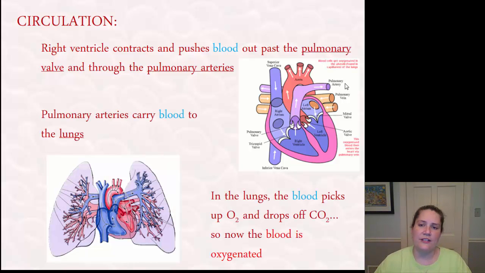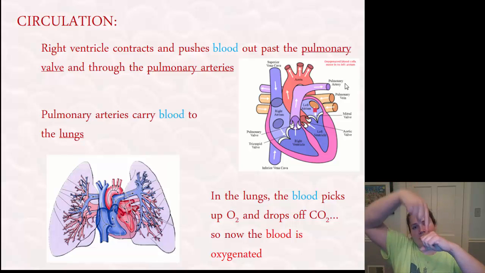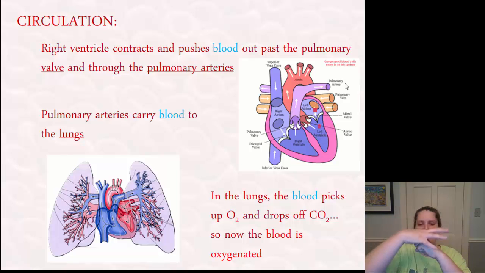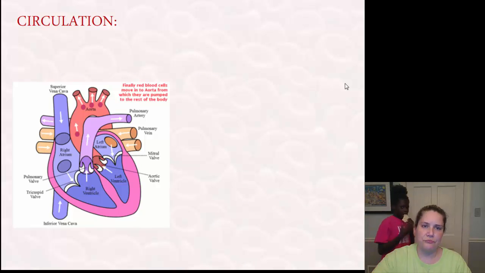So from the pulmonary arteries, then the blood is going to go to the lungs. And in the lungs, the blood is going to pick up oxygen and drop off carbon dioxide. And again, the capillaries are going to meet up with what in order to make that happen? Alveoli. Good. And remember, the capillaries don't go inside the alveoli. The capillaries just sit on top of the alveoli, and there's diffusion through the alveolar walls and the capillary walls. So the blood is going to pick up oxygen and drop off carbon dioxide. So now our blood is oxygenated.